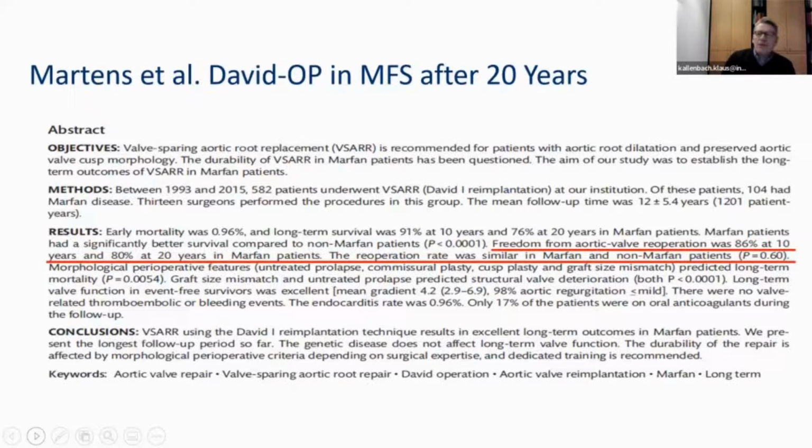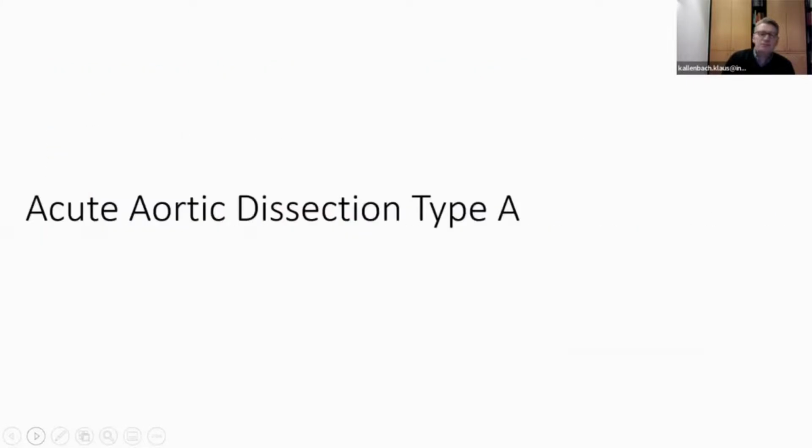Freedom from aortic valve reoperation was 86% at 10 years and 80% at 20 years. These are the longest follow-up data so far taken. And the reoperation rate was similar in Marfan and non-Marfan patients. So again, Marfan syndrome was not a risk factor. Next slide, please. We're now coming to aortic dissection.